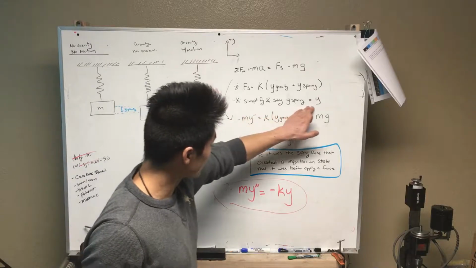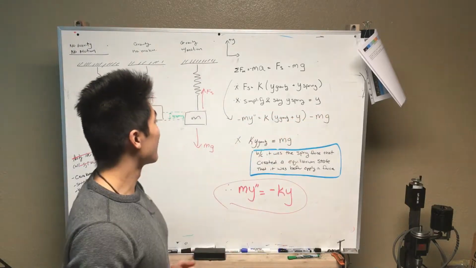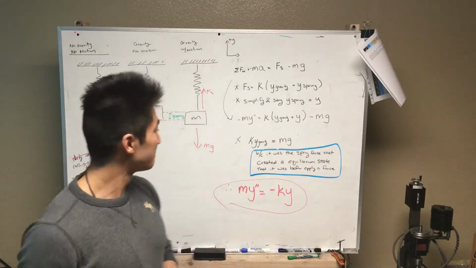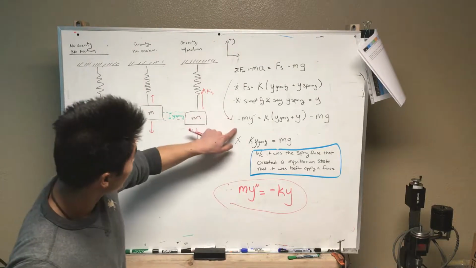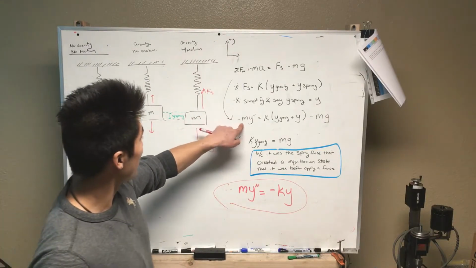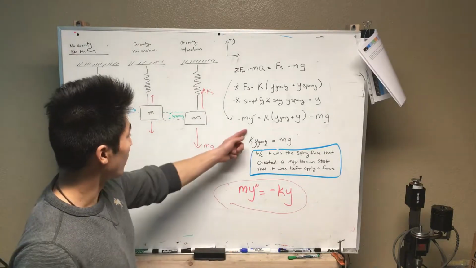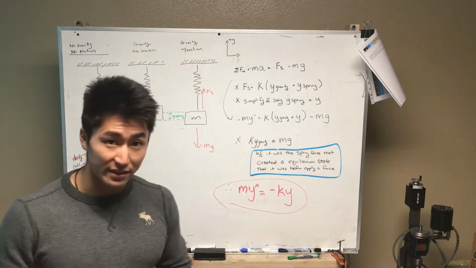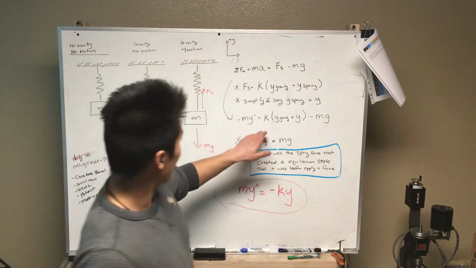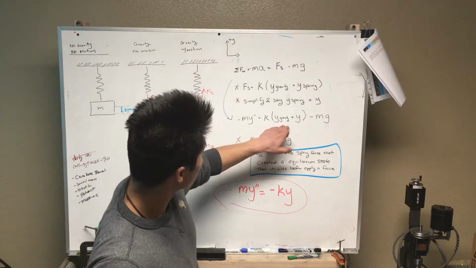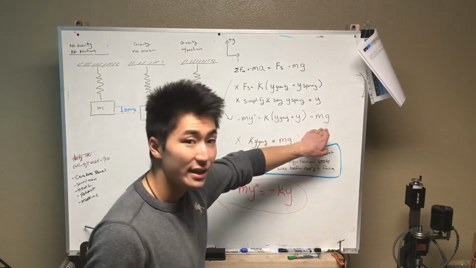But in a lot of textbook cases, we're going to say the Y spring equals Y. When we put that into here, we're going to simplify it. We're going to say negative m y double dot, because that's what the textbook does, where y double dot is the acceleration of the system. We have k times y gravity plus y, minus mg.